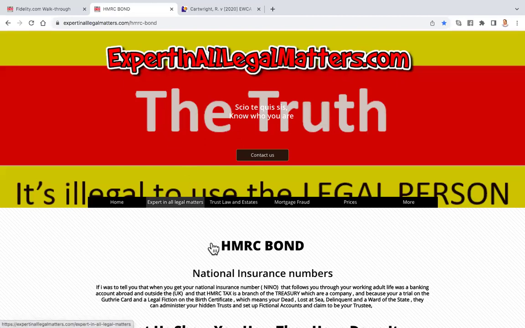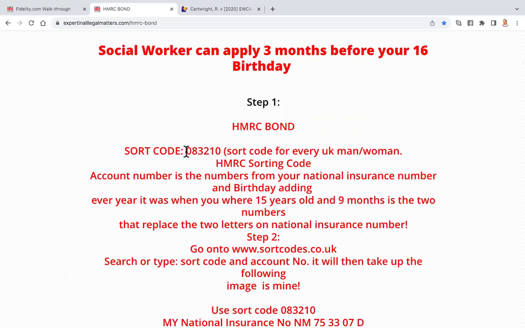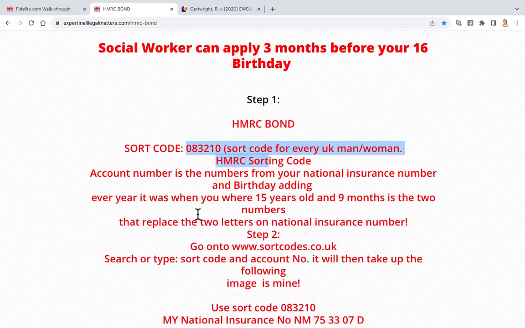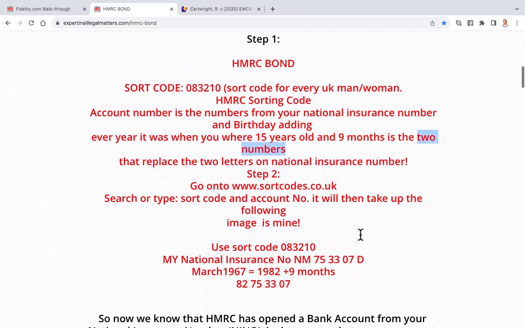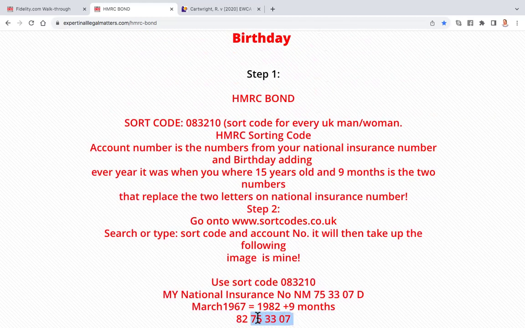bonds, our HMRC bonds. I'll just explain this: the sort code is the same for everybody, an HMRC sort code. The national insurance number goes into your IBAN number. Your other numbers in your IBAN number are the year when you are 15 years and 9 months old, okay? And of that year, you only take 2 numbers to go into your IBAN number. This guy was born March 67. So you add 15 years and 9 months to that, December 82. So it's still 82. Yes, you get these from your national insurance number.